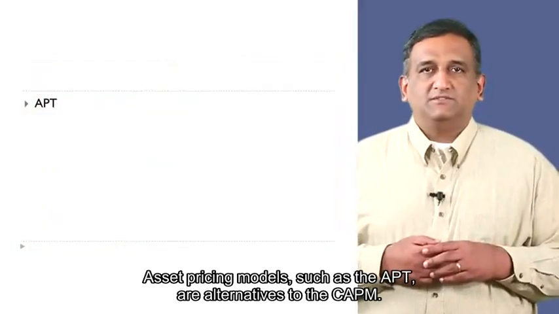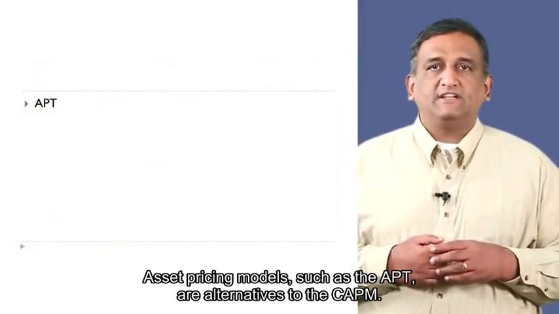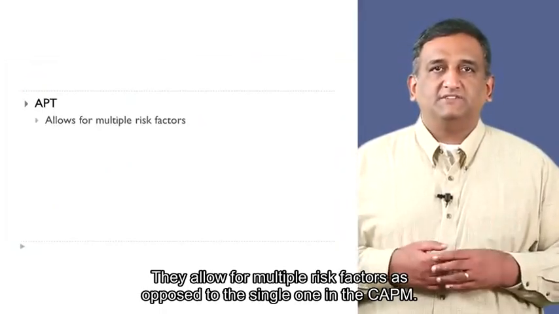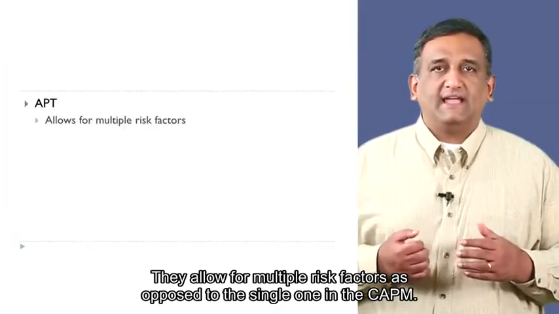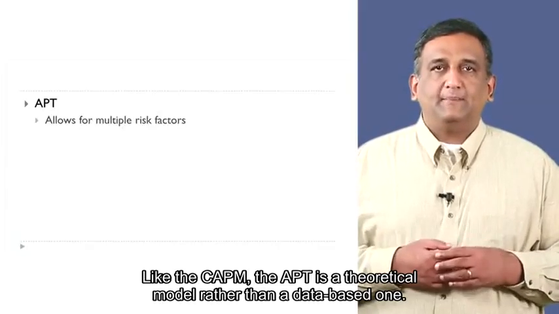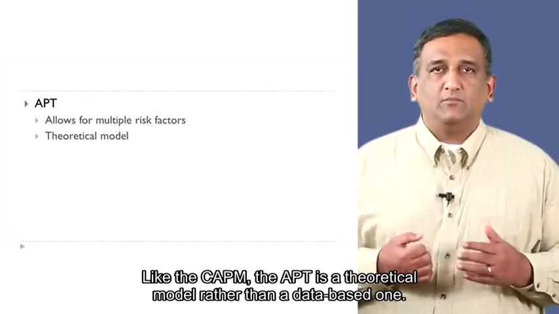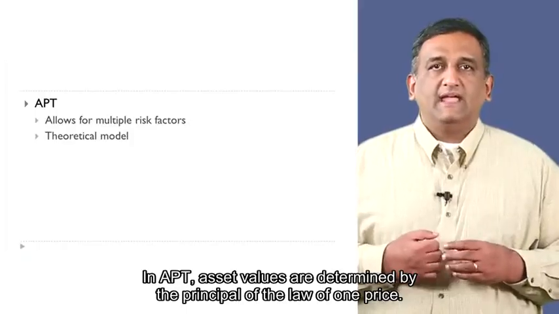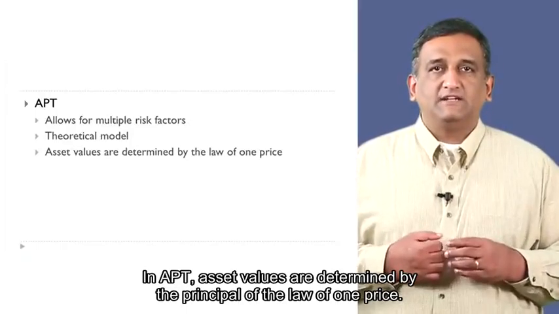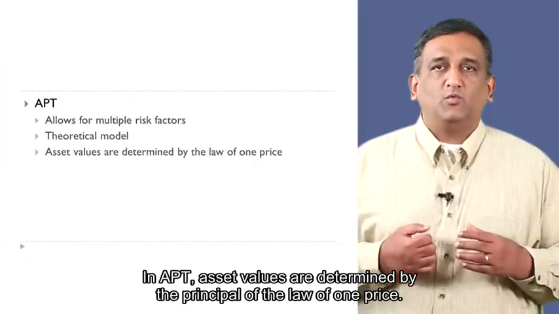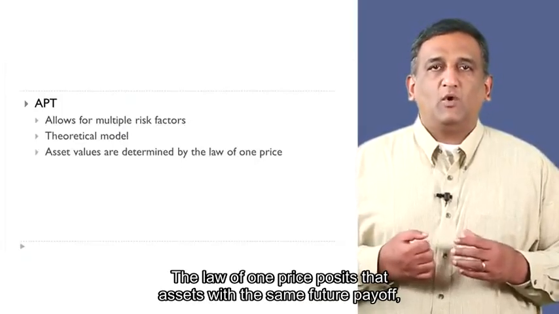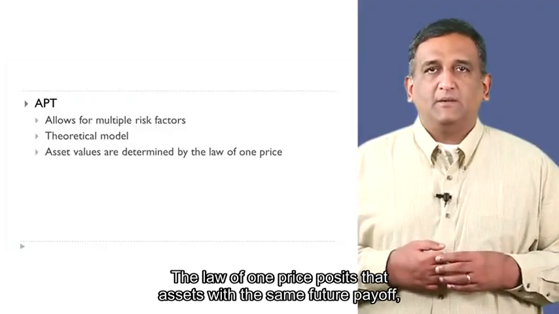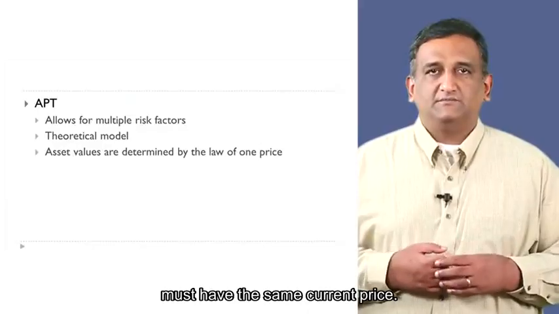Asset pricing models such as the APT are alternatives to the CAPM. They allow for multiple risk factors as opposed to the single one in the CAPM. Like the CAPM, the APT is a theoretical model rather than a data-based one. In APT, asset values are determined by the principle of the law of one price. The law of one price posits that assets with the same future payoff must have the same current price.